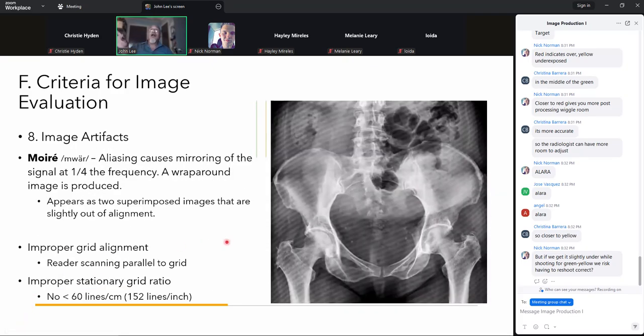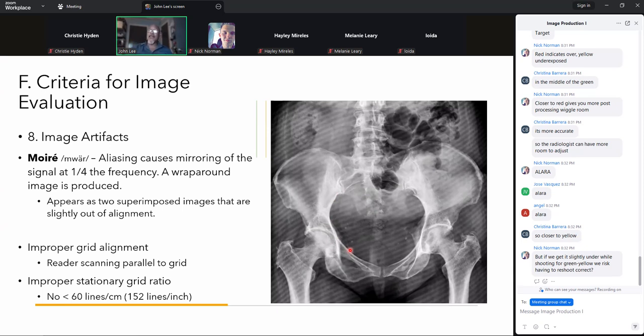The moiré here is that wrapped-around aliasing issue. This happens with an improper grid alignment or an improper scan of the CR plate. This does not happen in digital DR with flat panels or CCDs. This can also be a result of a monitor too.